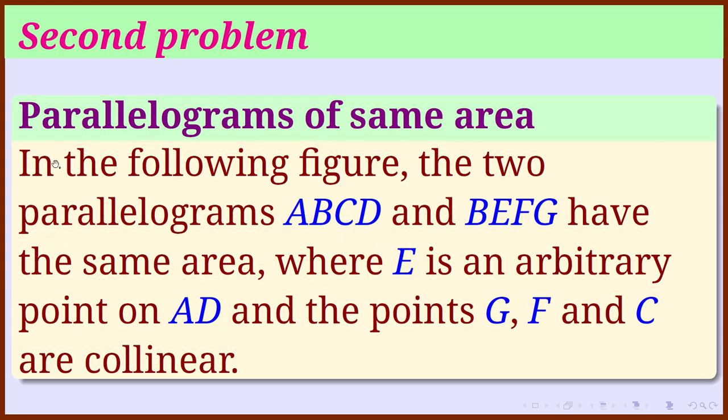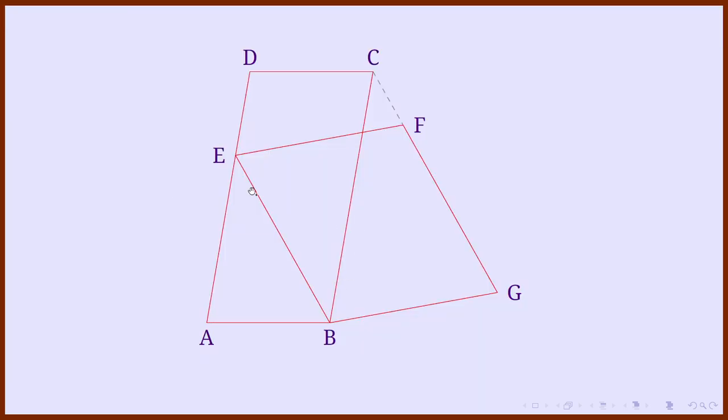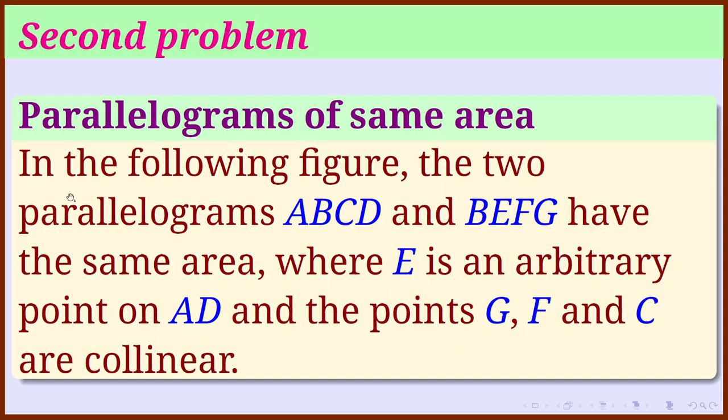Our second problem is like this. We have a figure like this, in which ABCD is a parallelogram. It is given. BEFG is also a parallelogram. And there is an additional condition that G, F, C are collinear. All these three points lie on the same straight line. So that's what is written in the statement.